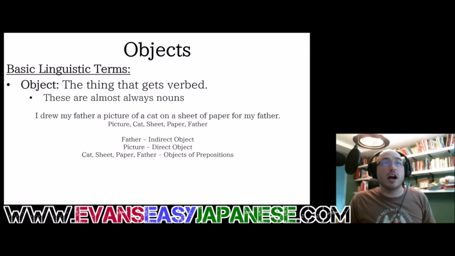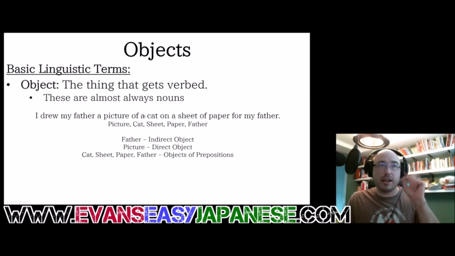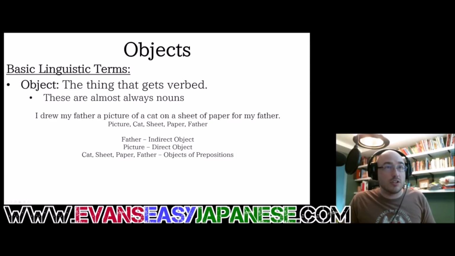I drew a picture of a cat. So you see how there's the word cat and it has the word of. So this is an object of preposition. You probably didn't learn that, but of is a preposition and the object of this of is cat. On a sheet. So on is another preposition and we're talking about a sheet. Where did I draw? I drew on. What did I draw on? I drew on a sheet. What kind of a sheet? Of, a preposition with paper following it.